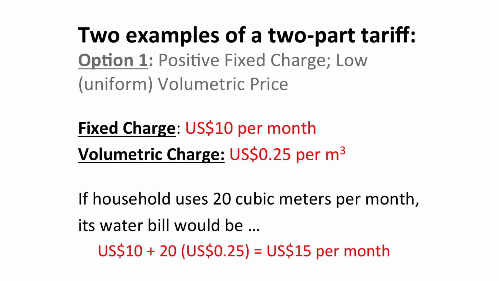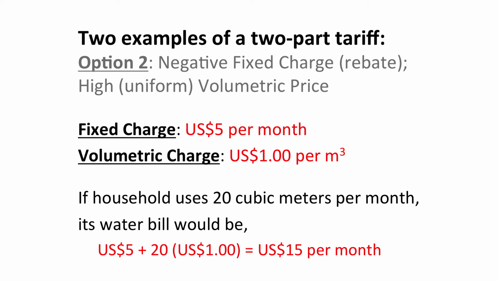I'm next going to show you two possible tariff structures. I want you to think about which one you would prefer for the water utility in your city or community to use. Option 1 is a two-part tariff with a positive fixed charge and a low uniform volumetric price. Here, let's say the positive fixed charge is $10 per month and the uniform volumetric charge is 25 cents per cubic meter. Say your household uses 20 cubic meters per month. Your water bill would be $15 per month. That's $10 for the fixed charge and $5 for the volumetric charge for a total of $15.